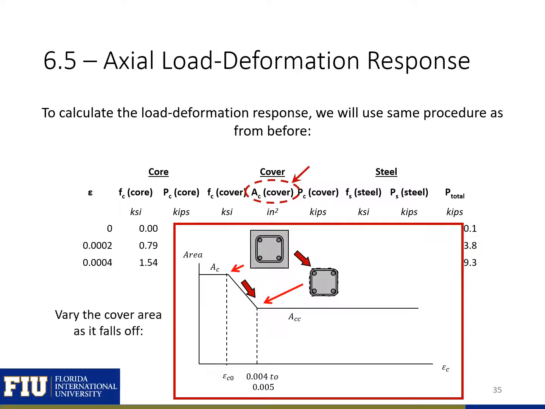Note, I have another column in the Excel sheet here to account for the loss of the cover concrete in our section. Before our epsilon C naught, we're going to have the full area of our cover concrete, and I'm going to vary our cover linearly from the point when it starts to fall off to a strain of 0.004 or 0.005. And then after 0.004 or 0.005, the area of my cover concrete is going to be 0, as I only have core concrete left.